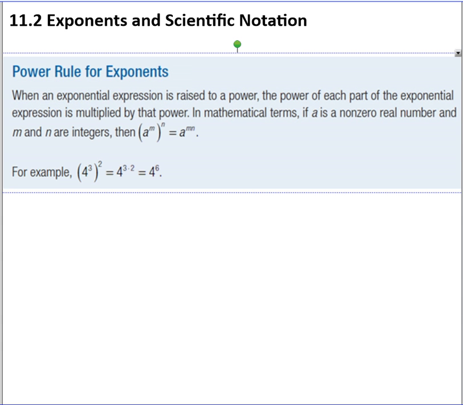When an exponential expression is raised to a power, the power of each part of the exponential expression is multiplied by that power. So their example in a formula is a to the m power raised to the n power is a to the m times n. And so their example is 4 cubed, and that is squared is the same as 4 to the 3 times 2, or 4 to the 6th power. So let's look at an example that proves that you multiply when raising a power to a power.